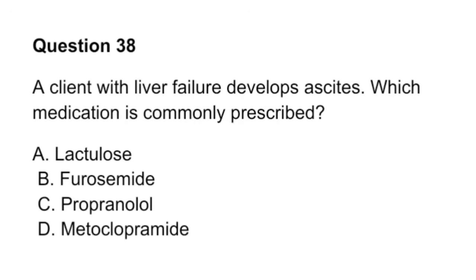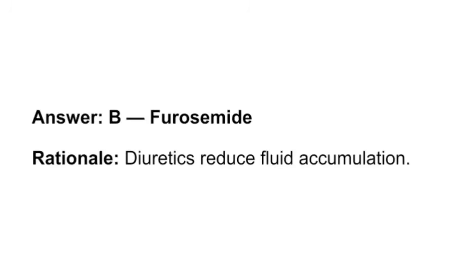Question 38. A client with liver failure develops ascites. Which medication is commonly prescribed? A. Lactulose. B. Furosemide. C. Propranolol. D. Metoclopramide. Answer: B. Furosemide. Rationale: diuretics reduce fluid accumulation.